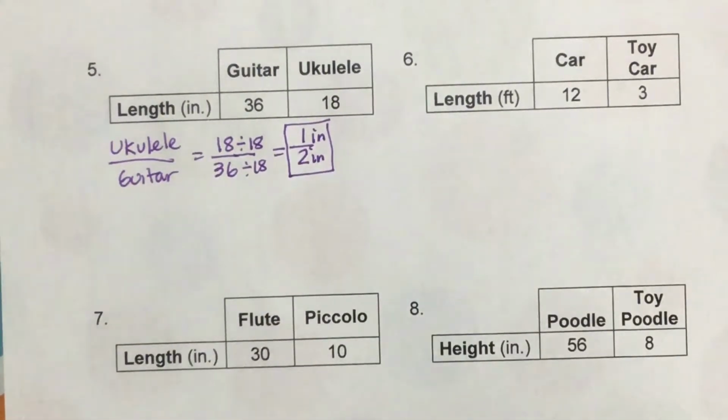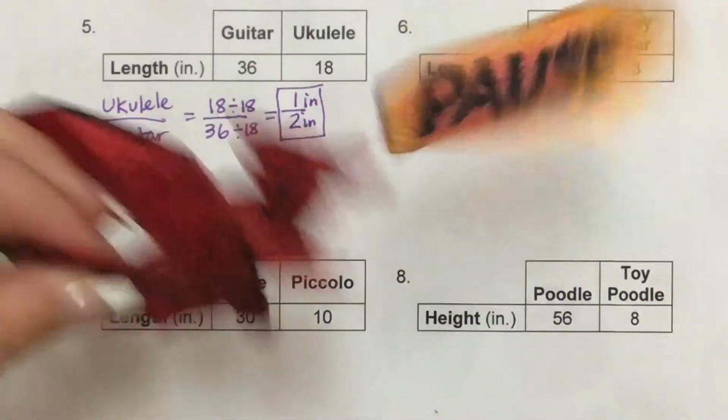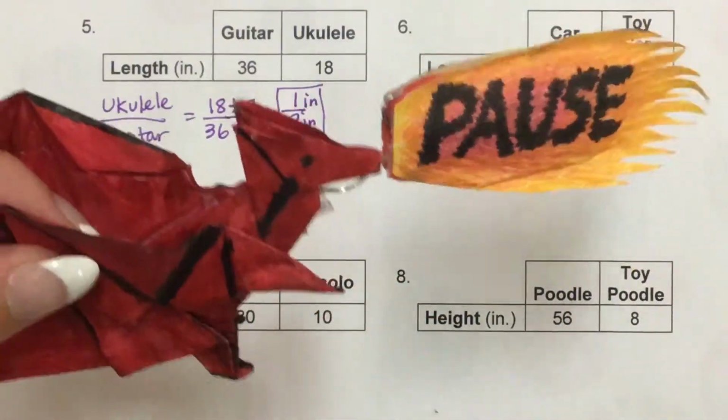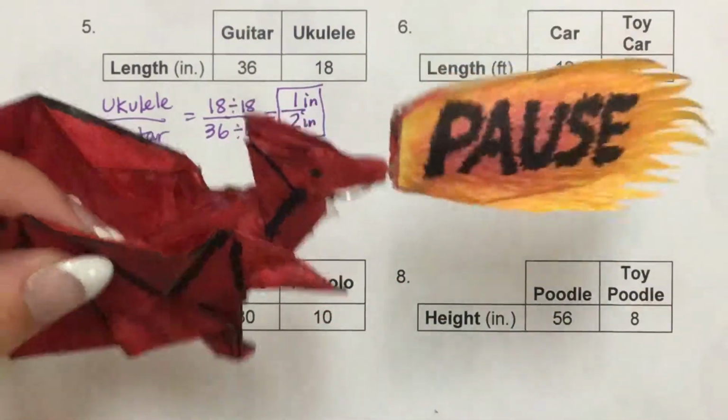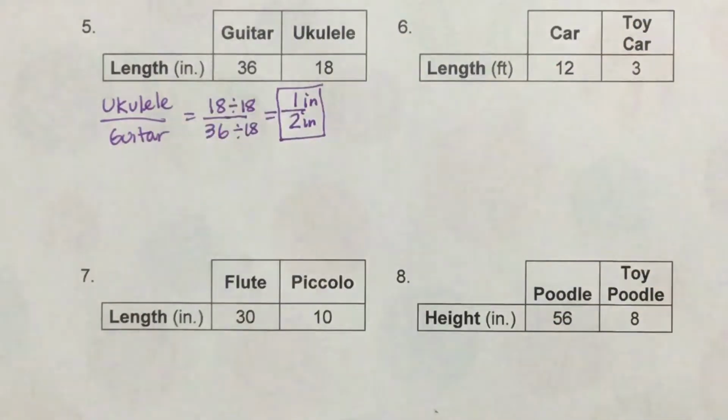Perfect. Now I want you to go ahead and try 6, 7, and 8 on your own. So where's my friend the pause dragon? Oh, here's the pause dragon, reminding you that you need to pause your device. When you get done with 6, 7, 8, go ahead and press play, and we will check your scale factors and see how you did. All right, see you in a bit.